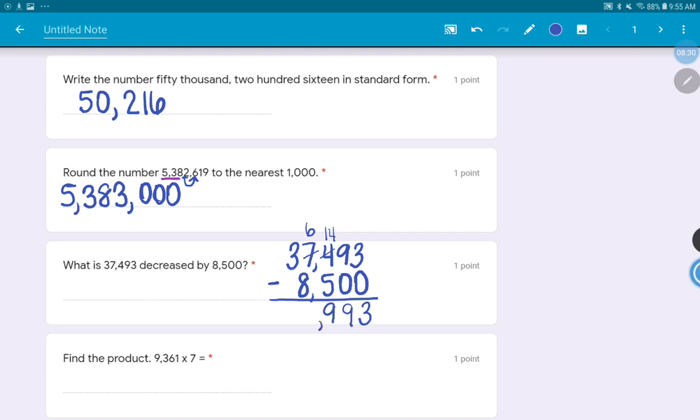You can't take 8 from 6. So go borrow from that 3. That makes that 3 a 2. And that makes that 6 a 16. 16 minus 8 is 8. Mm-hmm. And 2 minus nothing is 2. Very good. So the correct answer is 28,993. Good job, Harper.